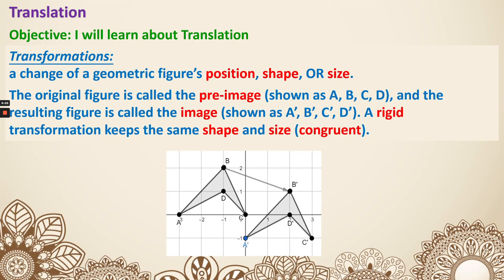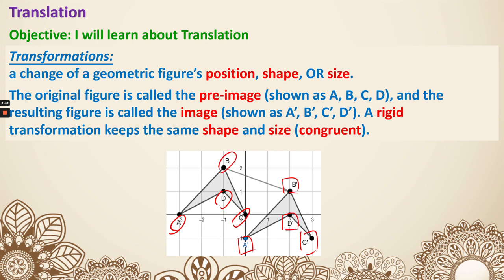The original figure is called the pre-image, and in this case is the normal letter. You can see right here, the A, B, C, D. That's the original figure, that's the pre-image. And the resulting figure is called the image. We actually use A prime, B prime, C prime, D prime to show that. So in this case, you can see the A prime, B prime, C prime, D prime. That would be an image.